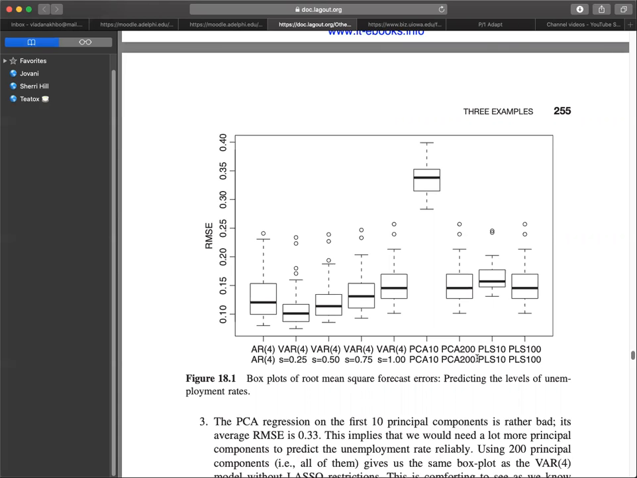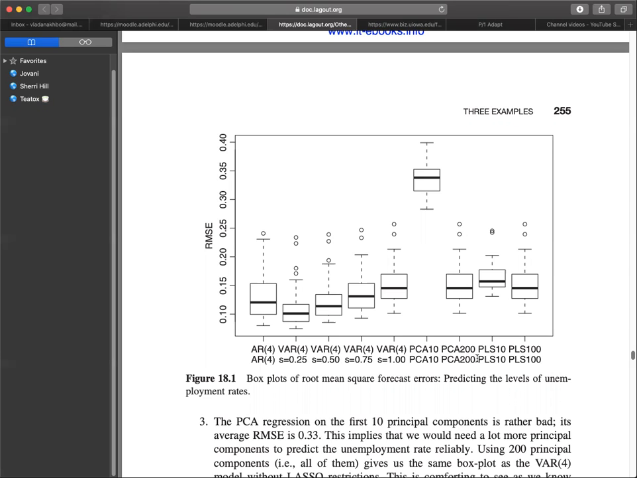However, one can see that the lasso restrictions will improve the forecast performance. Lasso with S equals 0.25 leads to an average RMSE of 0.11. This illustrates the power of a regularization estimation approach that zeroes out many of the unwanted coefficients. The PCA regression on the first 10 principal components is rather bad. Its average RMSE is 0.33. This implies that we would need a lot more principal components to predict the unemployment rate reliably. Using 200 principal components gives us the same box plot as the VAR4 model without lasso restrictions.